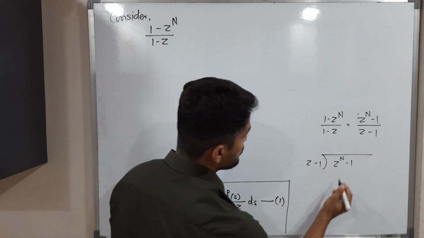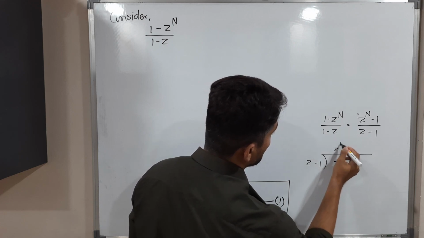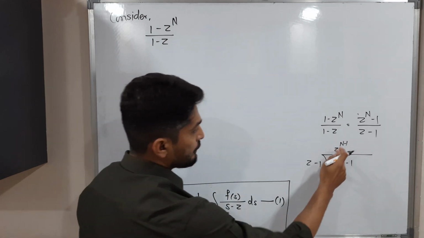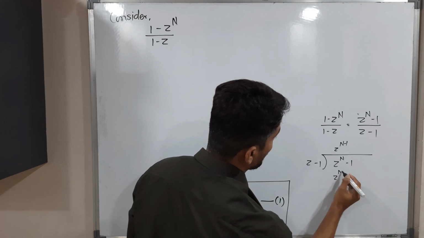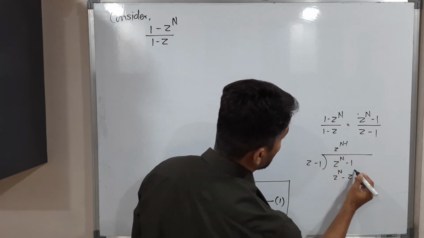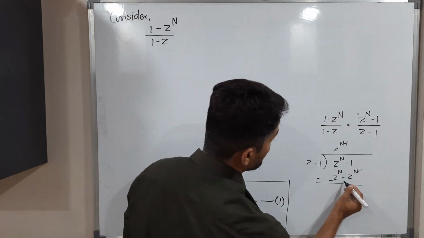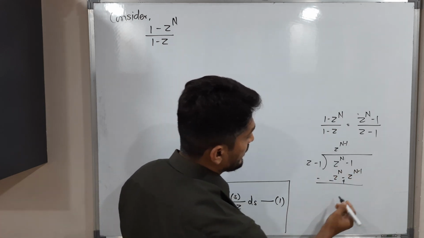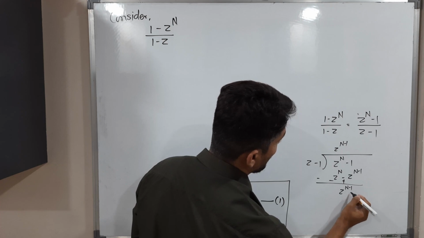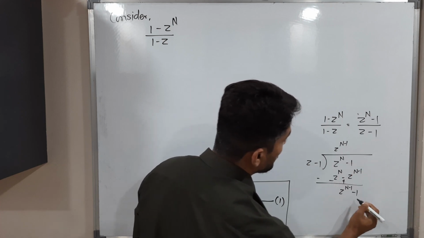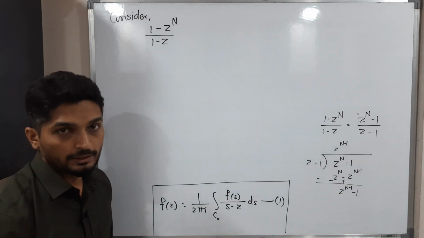So we want z raised to n, so that's why I will take here z raised to n minus 1. If you take the product, z raised to n minus z raised to n minus 1. Let us subtract. Obviously the sign will get changed here, and these two terms will get cancelled. So z raised to n minus 1, I should carry that minus 1 there.